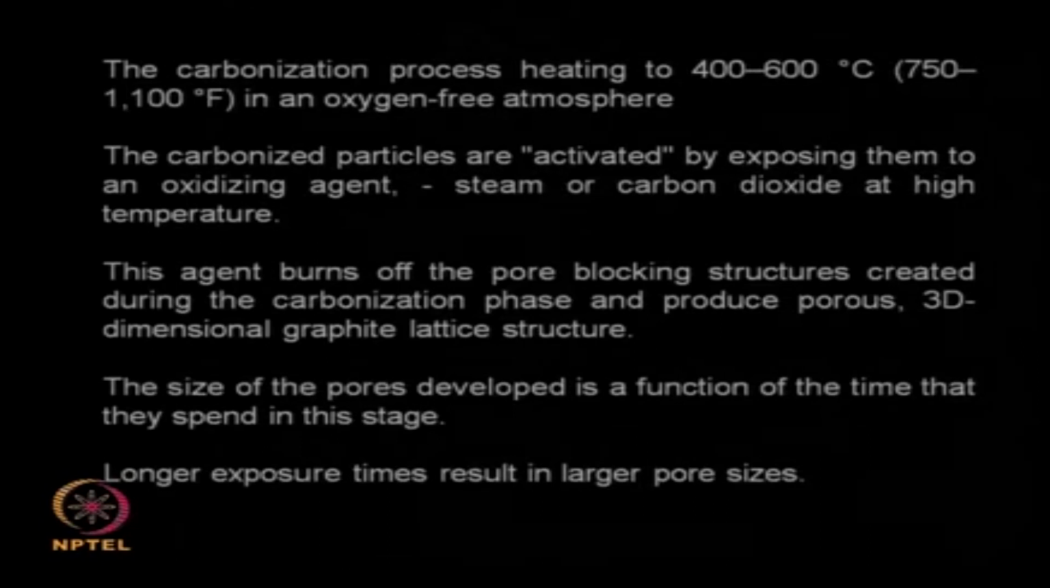So here the carbonization process is performed at 400 to 600 degrees centigrade in an oxygen-free atmosphere, because you do not want oxygen. Once you have oxygen there is going to be oxidation taking place, and very high temperature can lead to sintering and so on. Once you have done that, then you expose it to an oxidizing agent, steam or carbon dioxide, at high temperature. By doing that it will burn off the agents that are blocking your pores, thereby creating a 3-dimensional graphite-like lattice.